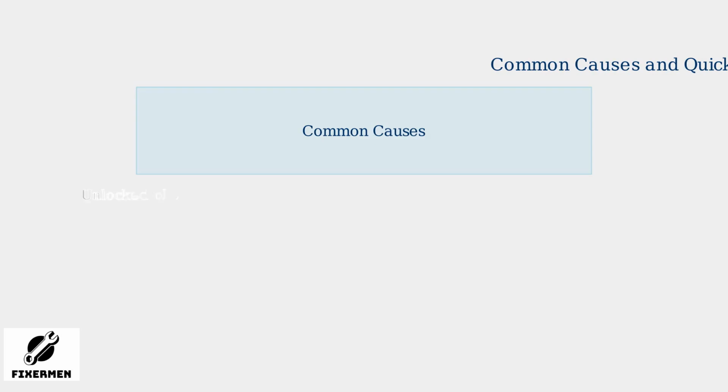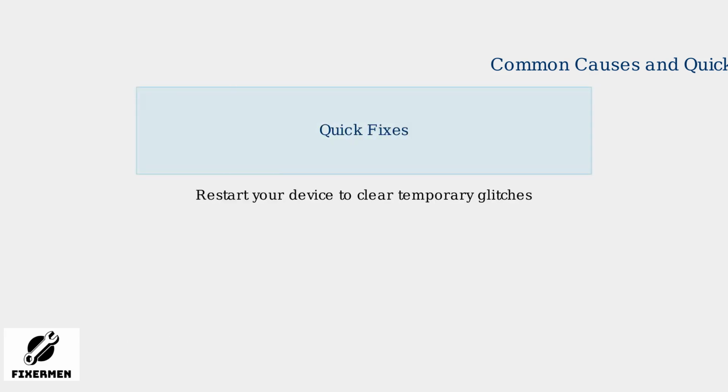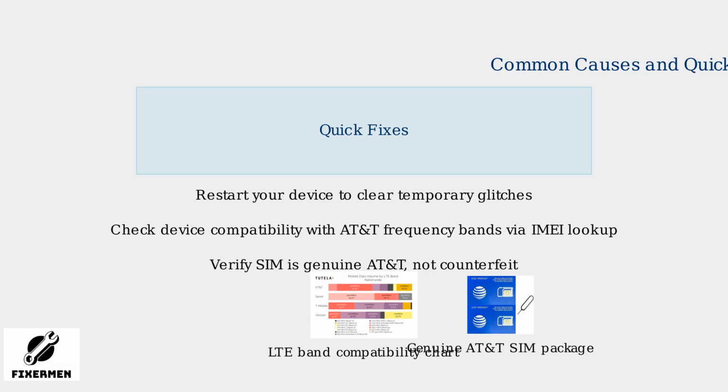Several factors can lead to the AT&T SIM card not supported error. These include using unlocked phones from other carriers that aren't fully compatible with AT&T's network, software bugs in device firmware, a damaged or cracked SIM card, or even temporary network outages and signal issues. Start with the simplest solutions. Restart your device to clear any temporary glitches. If that doesn't work, ensure your device supports AT&T frequency bands by checking via IMEI lookup. Finally, verify that your SIM is a genuine AT&T SIM, not a counterfeit one.